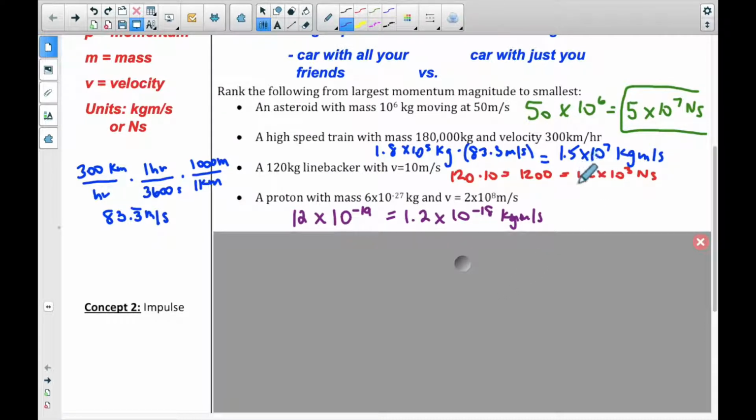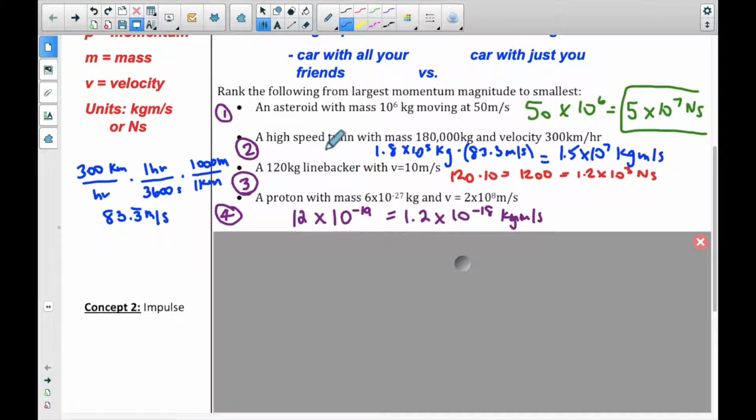And so now we're able to look at which one has the most momentum, which one has the least momentum. So obviously the proton has the very least momentum. We can label that number 4 because it's the 4th one. Our highest momentum is going to be the asteroid. The second highest is the high-speed train. And lastly, or third, I guess, is the linebacker.